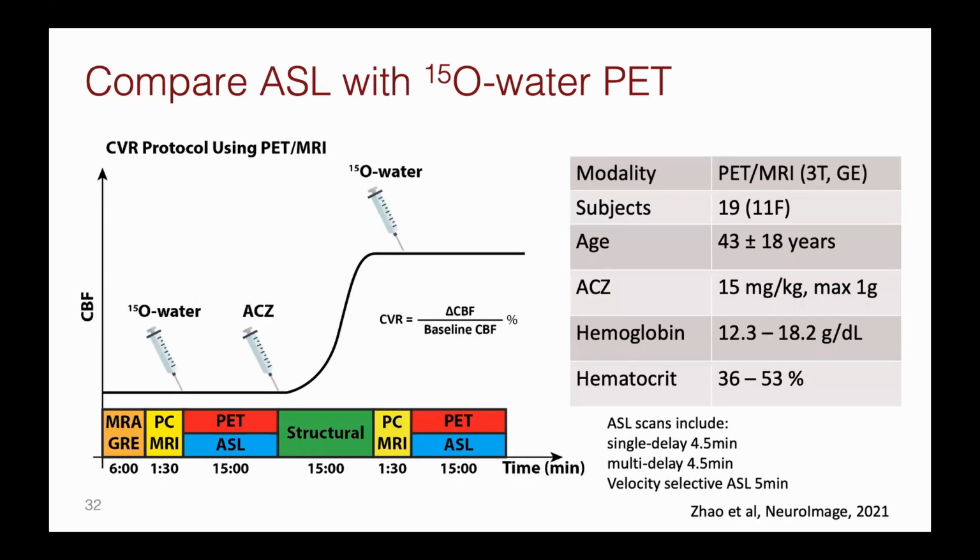Therefore, we set out to perform a study that compared ASL and PET for CVR measurements using a simultaneous PET MRI system that can acquire both PET and MRI data at the same time. Now, in this study, we applied a similar design that used acetazolamide to dilate vessels in the brain. And we also collected different types of ASL data with single and multi-delay.